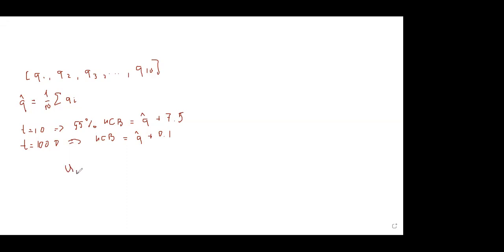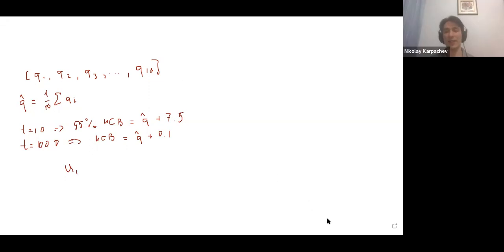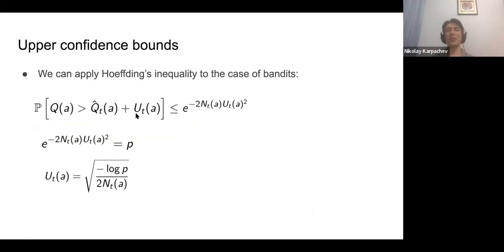And how we select 7 and 0.1 is basically told by Hoeffding's inequality. So that's actually UT of A. UT of A is in the first case 7.5, and in the second case it's 0.1. So the trick is to estimate UT of A, and it can be estimated by this formula from this theoretical theorem.